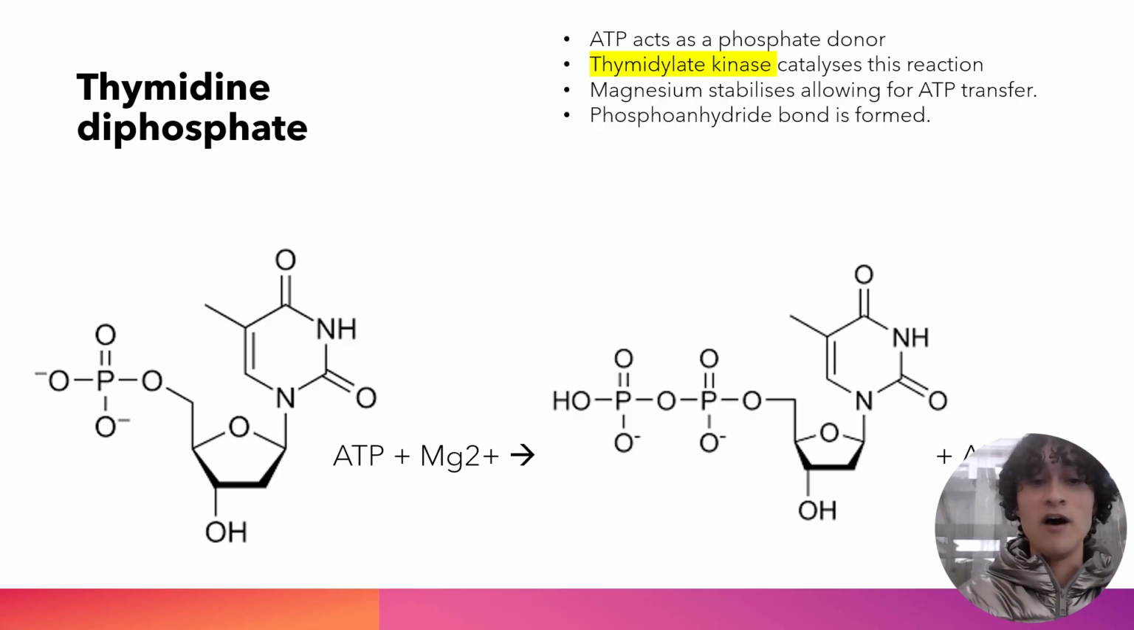You get thymidine diphosphate. So we've gone from thymidine monophosphate to thymidine diphosphate, and of course you get ADP, adenosine diphosphate. Once again it's important to know we've formed a phosphoanhydride bond here, not a phosphoester bond, a phosphoanhydride bond. We've now got our alpha and beta phosphates on our thymidine diphosphate.